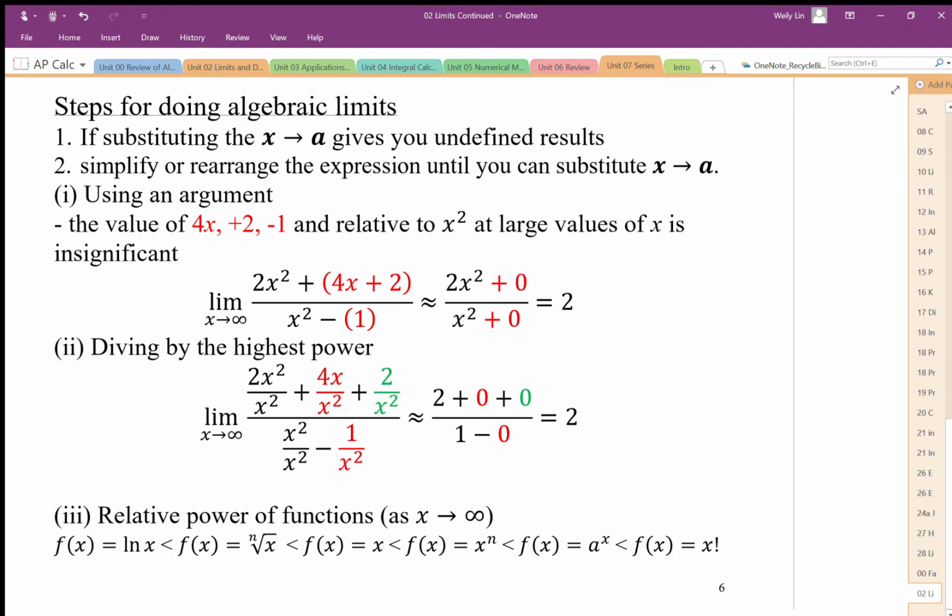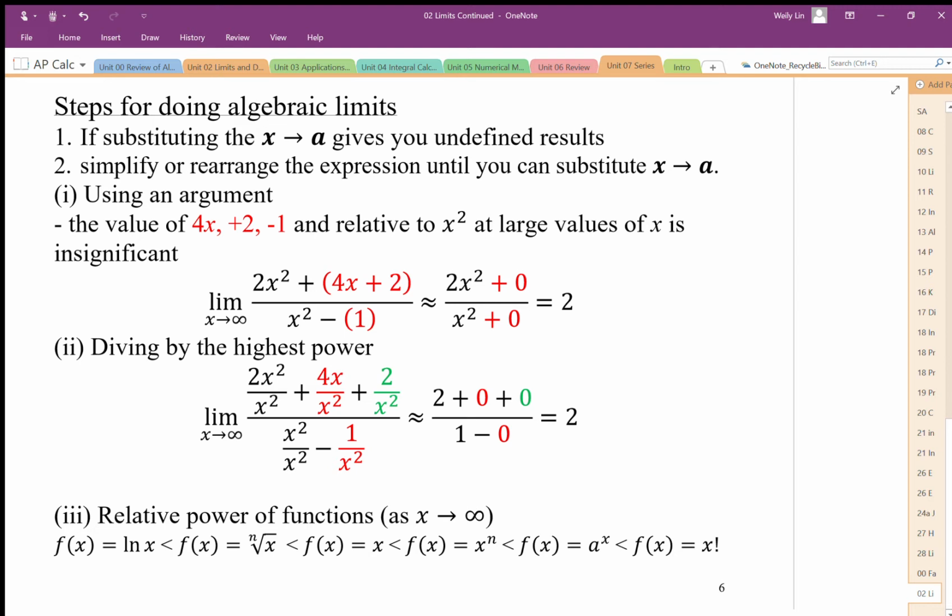So when we substitute x, where x equals a, into the expression, if we get an indeterminate result like 0 over 0 or infinity over infinity, then we can apply the limit. We can do some rearrangements and try to figure out the limit. So one of the rearrangements that we can do is we can do an argument.